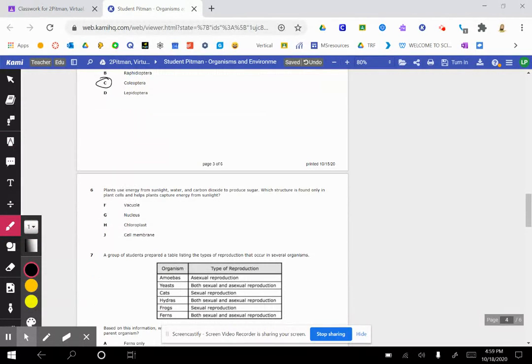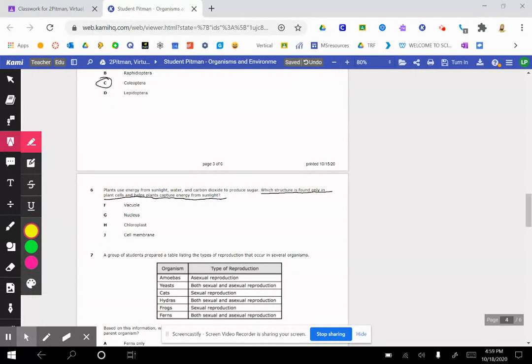Okay, number 6. Plants use energy from sunlight, water, and carbon dioxide to produce sugar. Which structure is found only in plant cells and helps plants capture energy from the sunlight? Okay, so they give me a hint. They're already talking about photosynthesis. They're wanting to know a structure found only, there's a big key word, in plant cells that helps capture energy from sunlight.